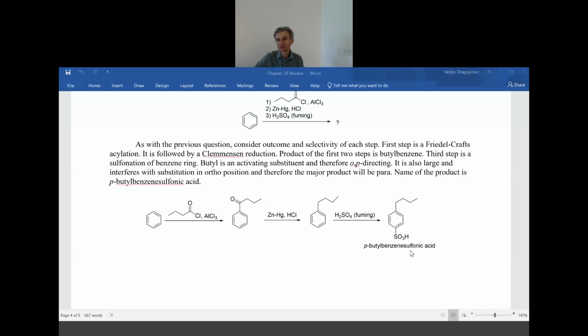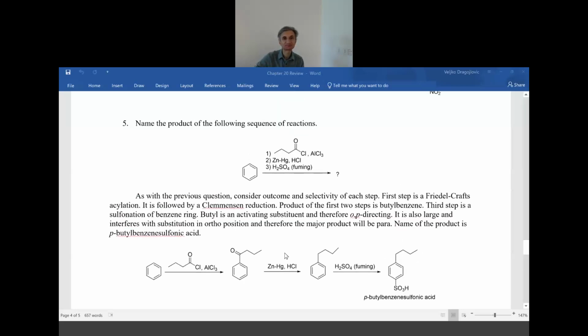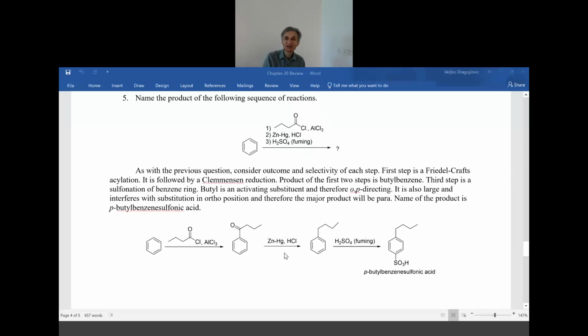So this is what you would need to type up as the answer. And in your case, since you're using Canvas, you don't need this para in italic. It's okay just to type P in regular font and P-butyl benzene sulfonic acid. Okay, so are there any questions about question 5?